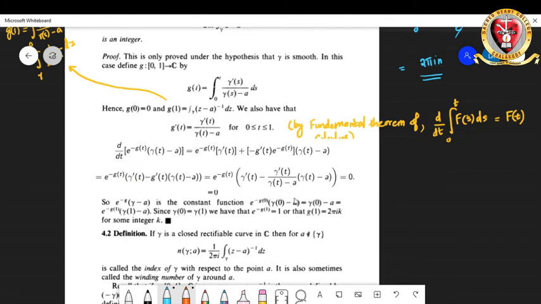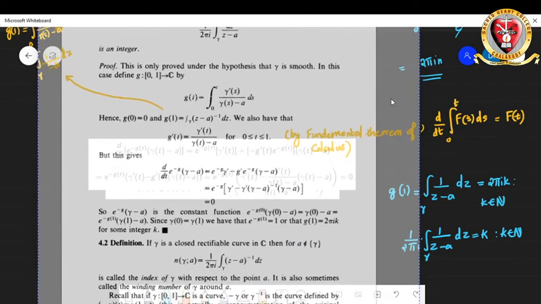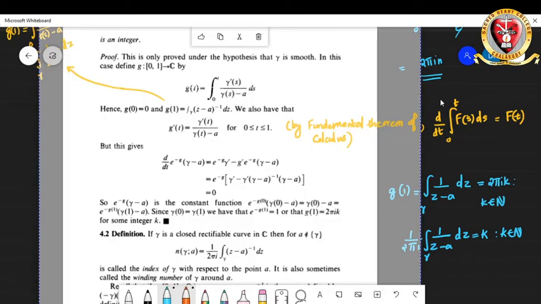g of 1 is nothing but, so what you obtain there is g of 1 is equal to the integral over gamma of 1 by z minus a dz. So we obtain that that is equal to 2 pi i k, where k is an integer. So when you rearrange, you get 1 by 2 pi i times the integral over gamma of 1 by z minus a dz is equal to k, where k is some integer. So that's what we have to prove here in this proposition.